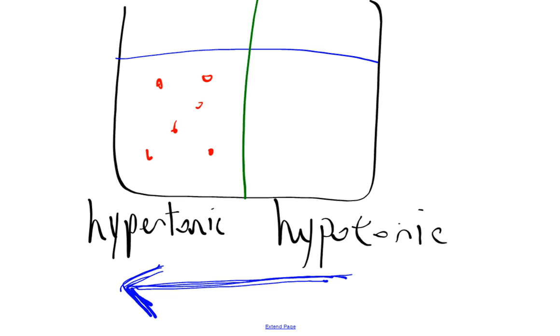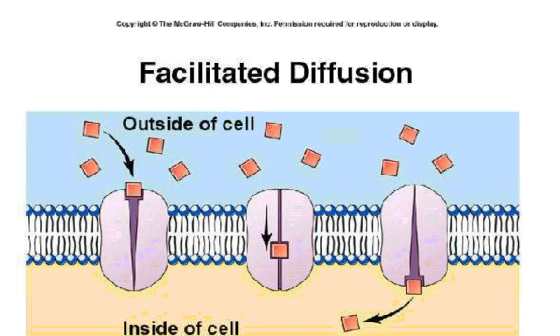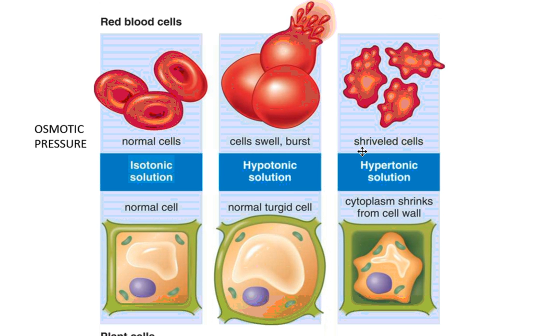Water always moves from hypotonic to hypertonic, and it will stop moving when the cell is called isotonic. So it's very similar to equilibrium, when both sides have an equal concentration of water. So this shows a couple of practical applications for this. There you have normal cells in an isotonic solution, equal number of solute on the inside and the outside.